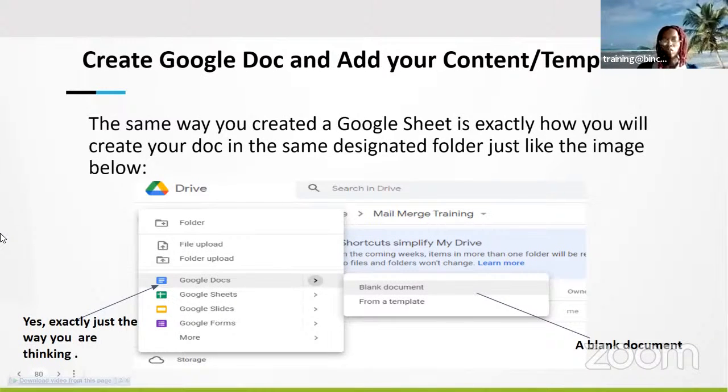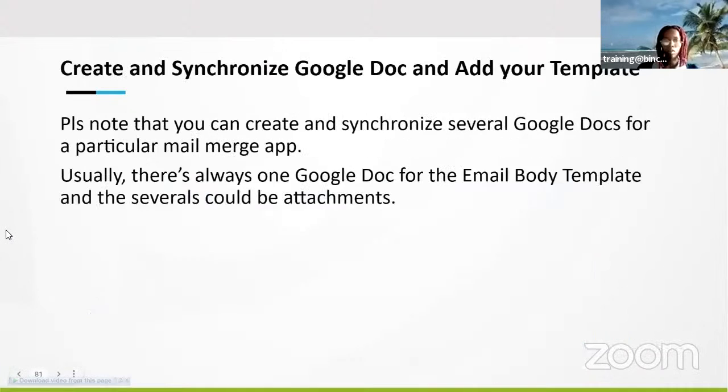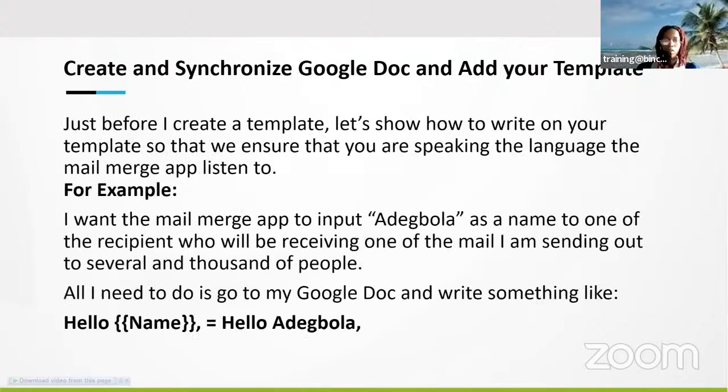We need to create the Google Docs where we have our email content, and you also need to note that you can create and synchronize several Google Docs for a particular mail merge. So this is what we'll need to do. If you're sending to a bunch of people and you need to use their first name, you need to just say hello name. If on your Google Sheets, what is reflecting as the person's name is name. But if not, if you have like full name, that's what would need to be here.